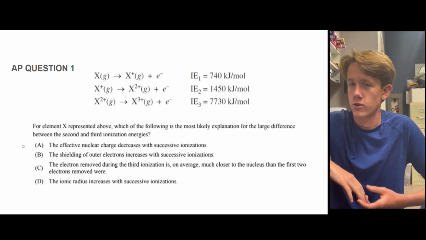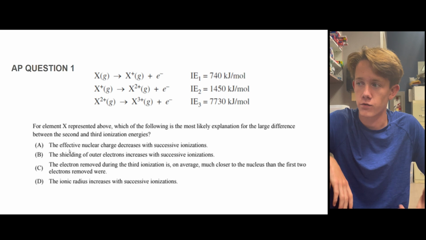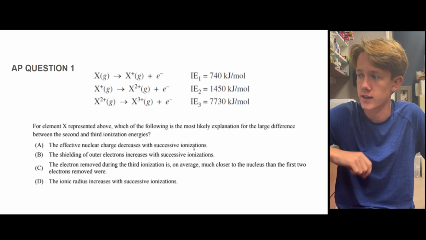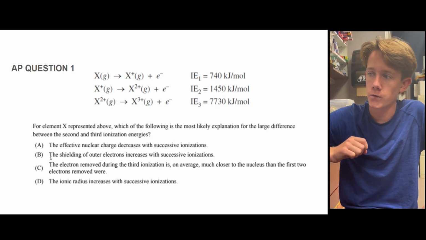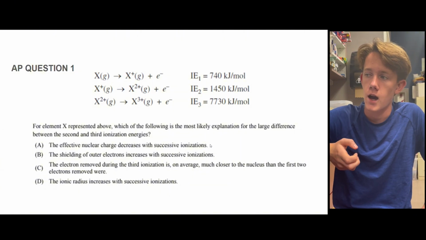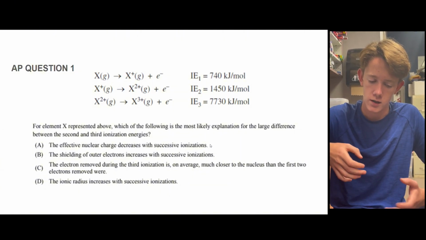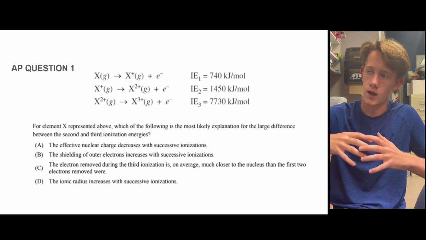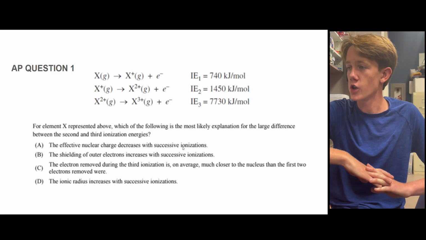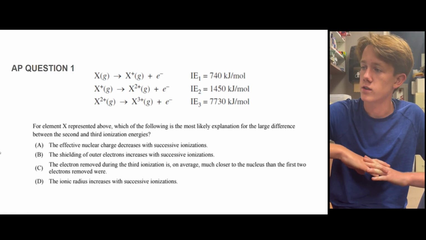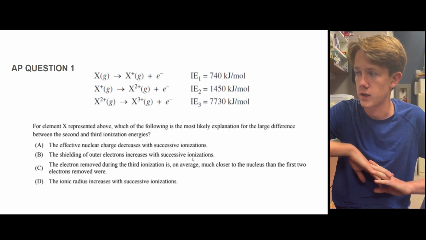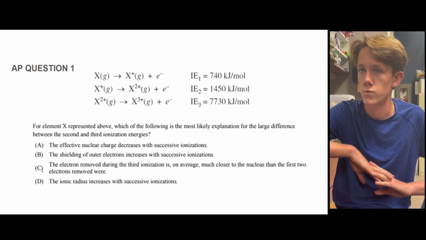So let's go over the answers and use deductive reasoning to figure out the answer. A: The effective nuclear charge decreases with successive ionization. This is false because when you remove electrons from the outside, that increases the electrons getting attracted to the nucleus. B: The shielding of the outer electrons increases with successive ionization. The outer electrons are getting removed, so nope.